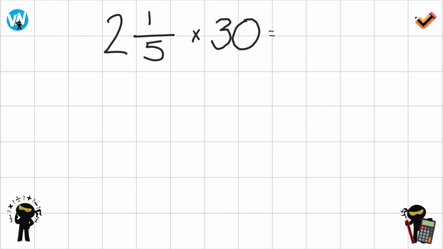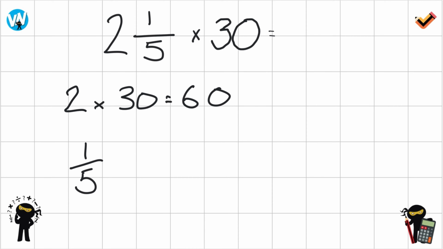And again, if we just go into autopilot mode, we would just go, right, dead simple, 2 times 30. So fabulous, that's 60. And then I'm going to do 1 over 5 times 30, which gives me 30 over 5. Dead simple. How many 5s are in 30?